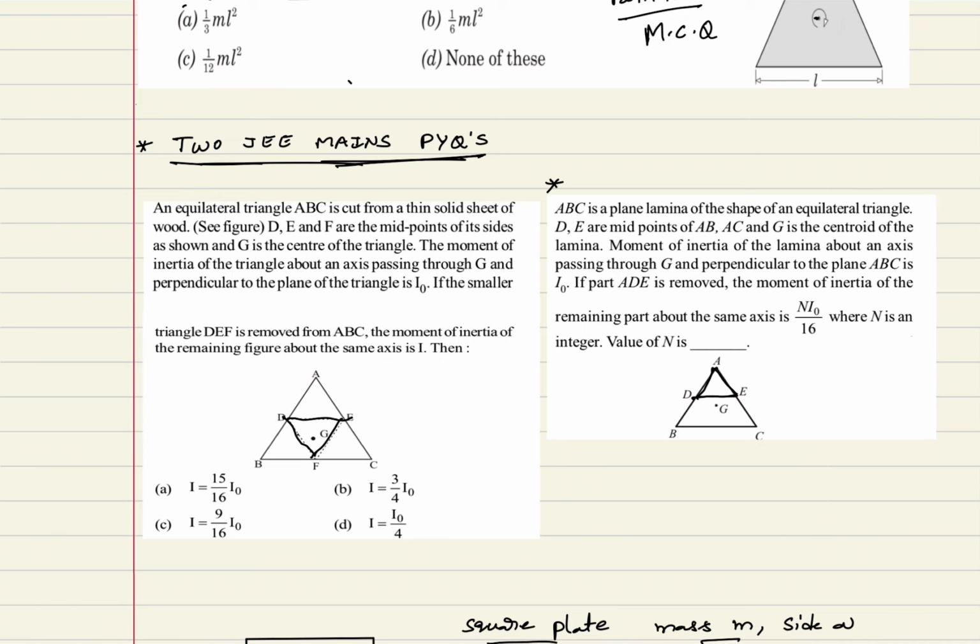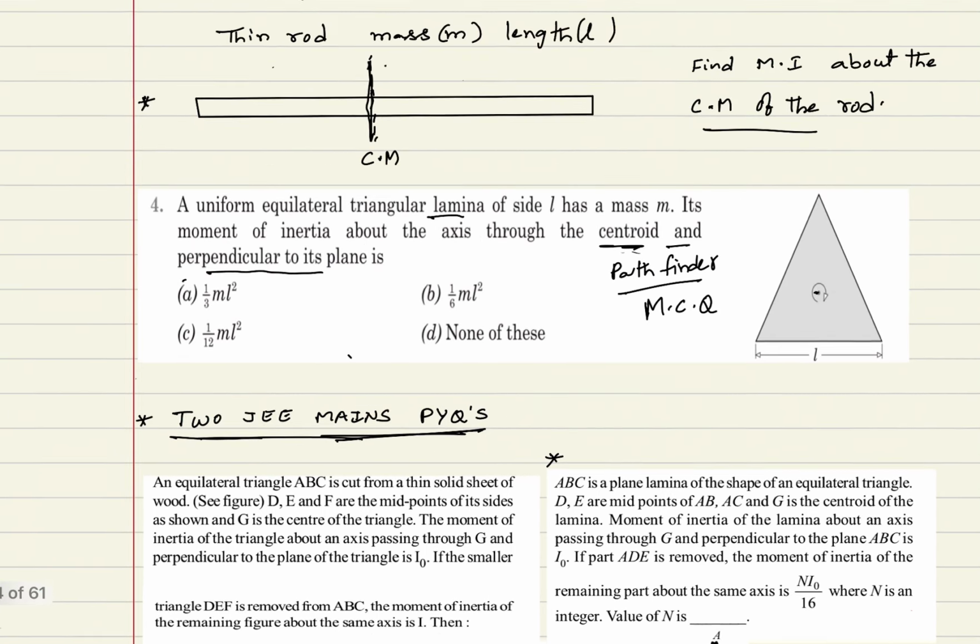Actually, from the ABC triangle, the center part is removed. The center part of the triangular part is removed, and one more thing: in the ABC triangle, the ADE part, the upper part of the triangle, is removed. How to calculate the moments of inertia? You can see now.